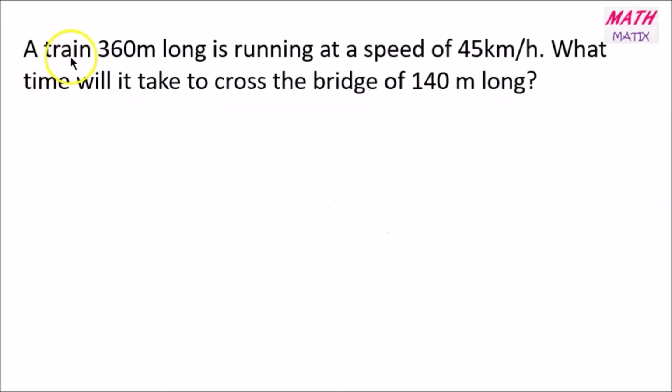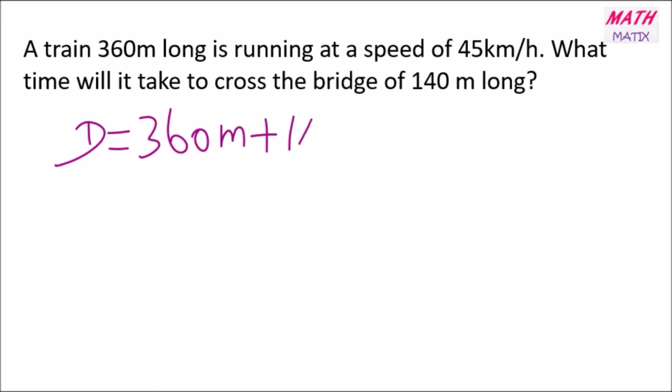Next problem. A train 360 meter long is running at a speed of 45 km per hour. What time will it take to cross a bridge of 140 meter length? If you see this problem, it is crossing a bridge. So the distance travelled is the length of the train, that is 360 meters, plus the length of the bridge, which is 140 meters. It is 500 meters. So our distance is 500 meters.